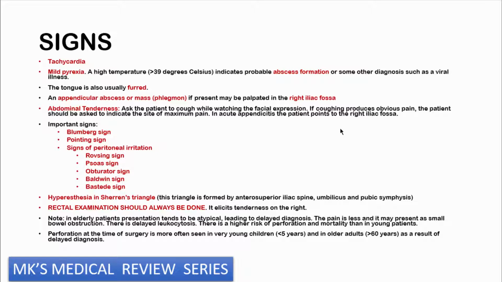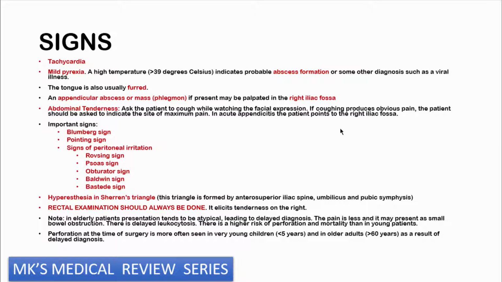You're going to be having abdominal tenderness. Like I told you, a very neat trick is to ask the patient to cough and watch out for their facial expression. So if coughing produces obvious pain, then the patient is going to be asked, where is the site of the maximum pain? And often they point either to the right iliac fossa, or they point to a point that is referred to as the McBurney's point. I will talk about the McBurney's point very shortly.